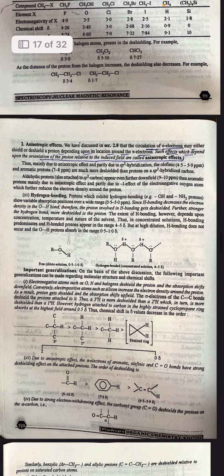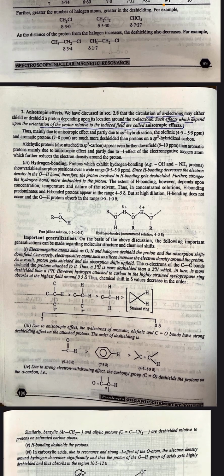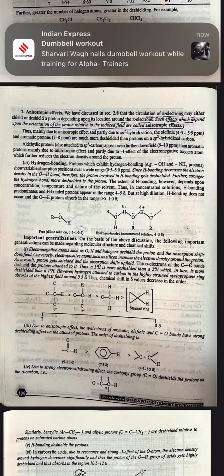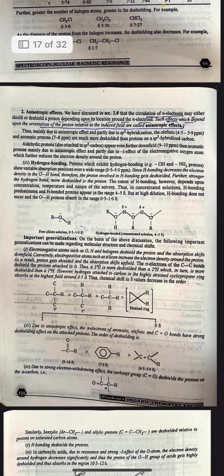Second is anisotropic effects. We have discussed in section 2.8 that the circulation of the pi electrons may either shield or deshield a proton depending upon its location around the pi electrons. Such effects, which depend upon the orientation of protons relative to the induced field, are called anisotropic effects. Thus, mainly due to the anisotropic effects and the particularity of sp2 hybridization, the olefinic and aromatic protons are much more deshielded than the protons on sp3 hybridized atoms.